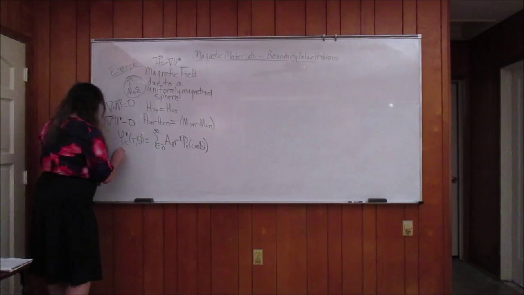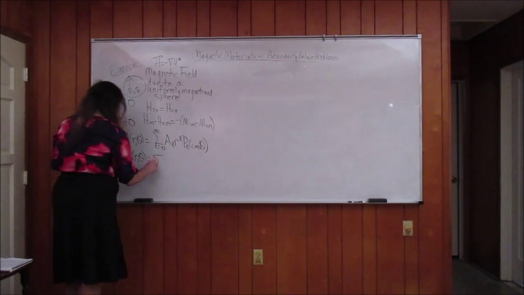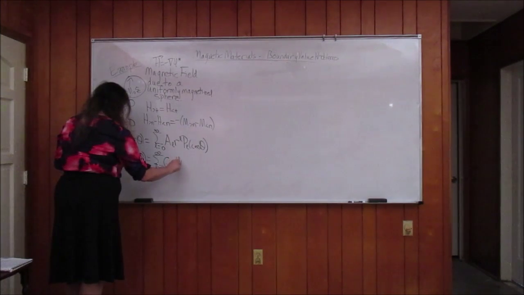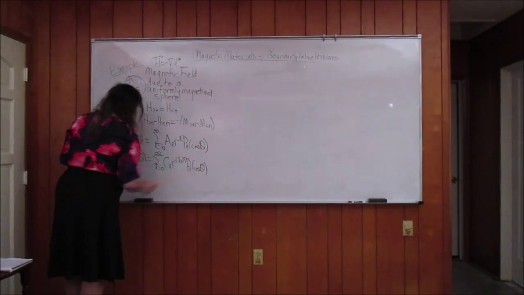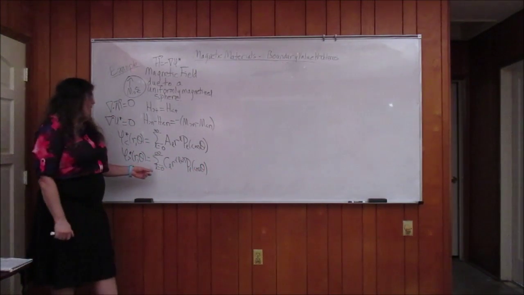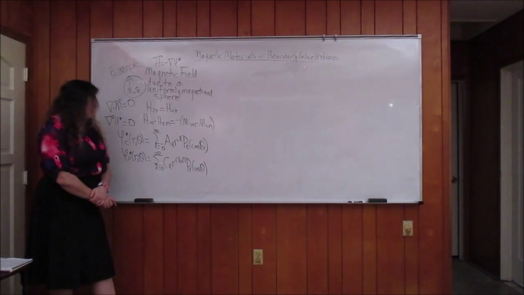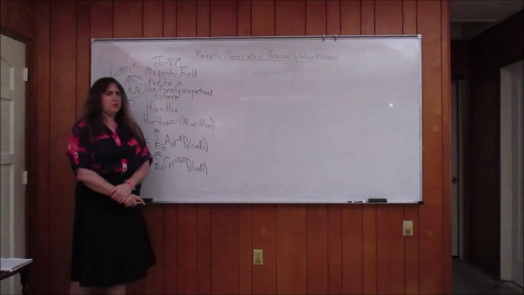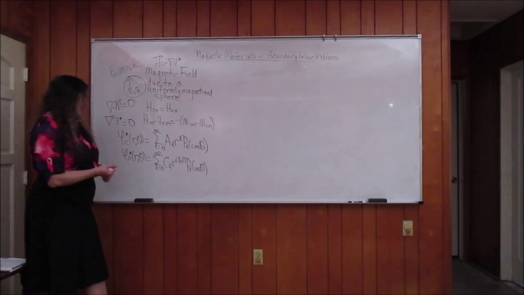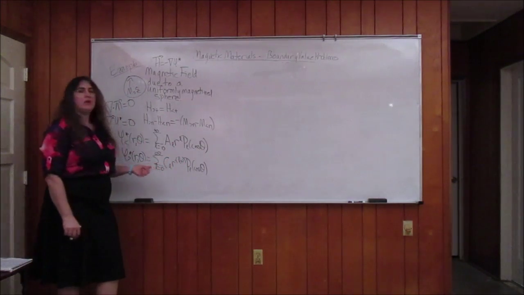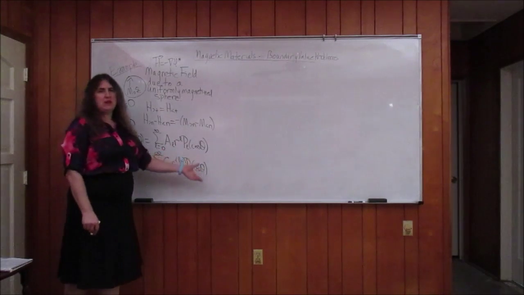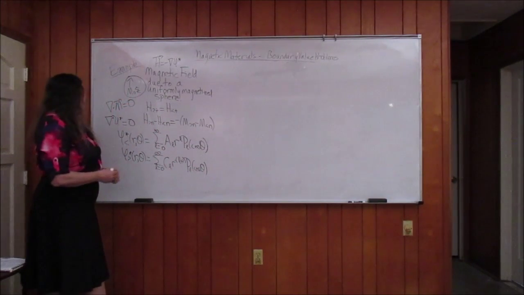Now, for the exterior region, I can write that solution as summation L equals 0 to infinity, C sub L r to the minus L plus 1, P_L cosine theta. Again, I discard those solutions corresponding to r to the L because my solution has to go to 0 as r gets very, very large.